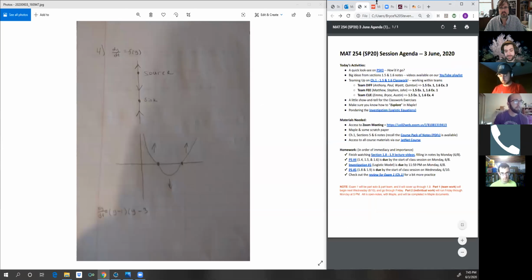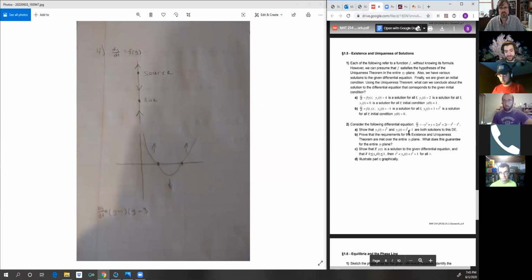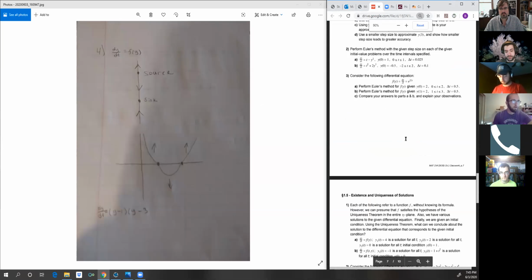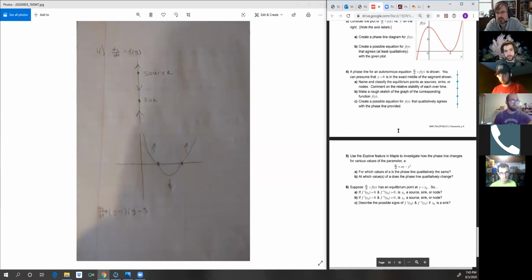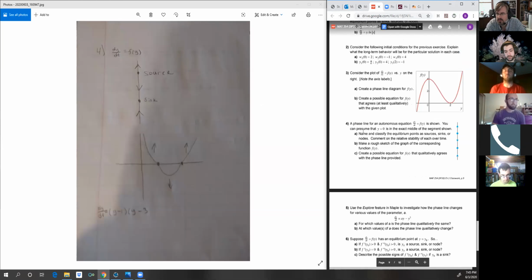We had, oh, wrong one. We had 4. Okay. So for number 4, it's saying a phase line for an autonomous differential equation is given to the right. So then basically we labeled our source and a sink because the top one, the arrows are going away, so it's the source. And the bottom one, the arrows are going in, so it's a sink.